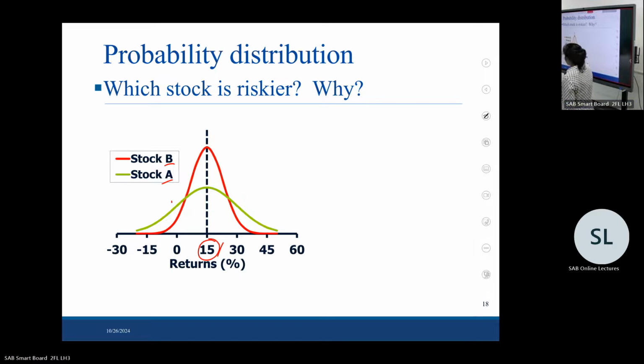So this is the green line for stock A, red one for stock B. Which one is this? A or B? B. We can say A. We can see the red line, B then. This is the average return, or the expected return. And this is the possible deviation of this expected return.